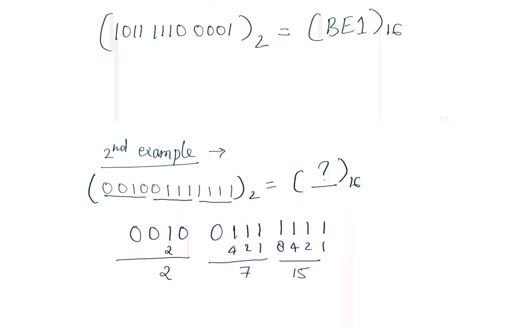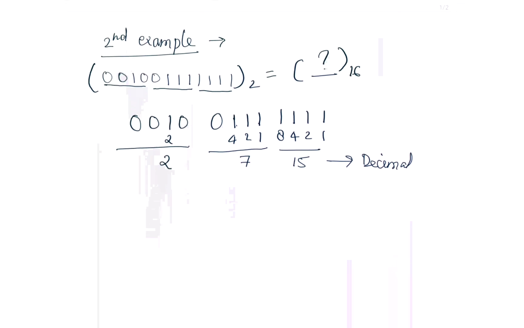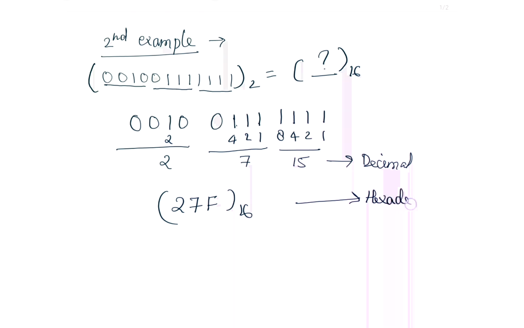Now we need to convert this. This is what we have got in the decimal. We need to convert this into the hexadecimal. So in hexadecimal, 2 remains 2, 7 remains 7, and if you remember, 15 is the last digit, which is F. So this is going to be 27F in the hexadecimal. I hope it's clear now.